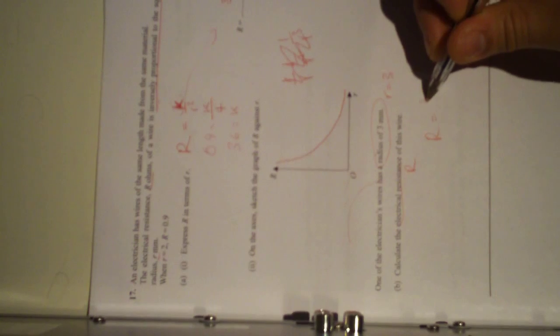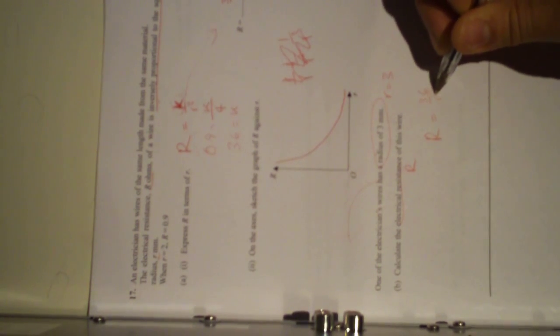One of the electrician's wires has a radius of 3 millimeters. Now, the radius of 3 millimeters relates back to the bit at the start. That's little r, and that's 3. So if little r is 3, it says calculate the electrical resistance of the wire. That's big R, and we need to know what that is. Big R is equal to, as we found out before, 3.6 over r squared. So if little r is 3, that's going to be 3.6 over 3 squared, which is 9. And if you do 3.6 over 9, we get the answer 0.4.